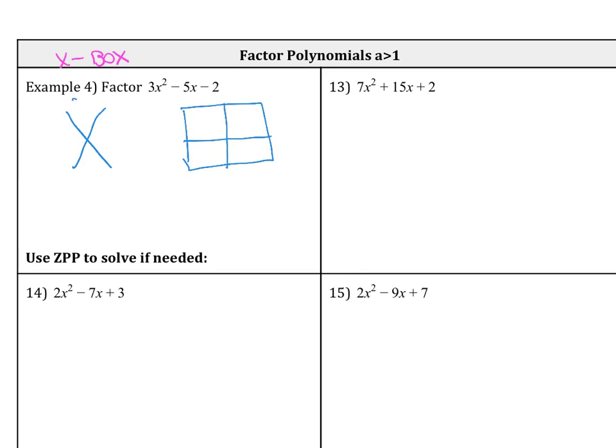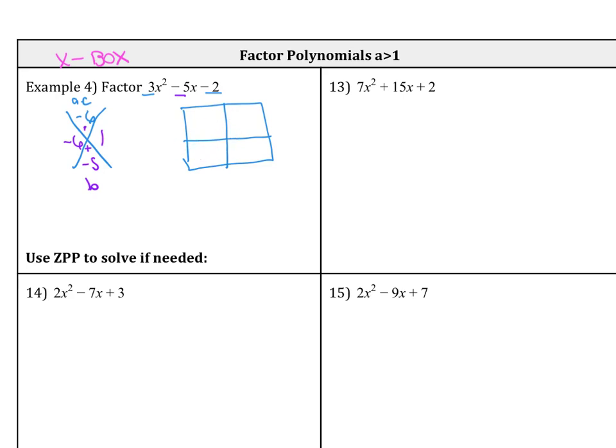So we always do a times c, so 3 times negative 2, that is negative 6, and then negative 5 is the bottom number, so b. So what multiplies to a times c that adds to b, and so this is going to be negative 6 and positive 1, always double check. Negative 6 times 1 is a negative 6. Negative 6 plus 1 is a negative 5. Now we have the box here to remind us.